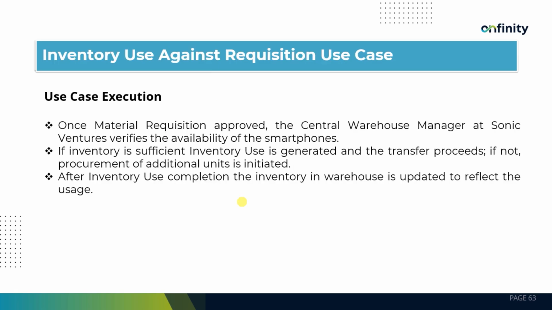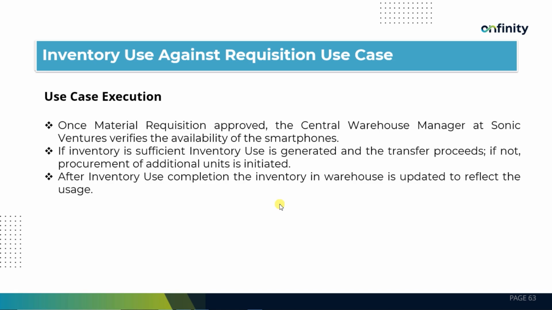Now, let us move ahead to see how the inventory use against requisition use case is executed, demonstrating how the process works in practice. Once the material requisition is approved, the central warehouse manager at Sonic Ventures verifies the availability of the smartphones. If inventory is sufficient, inventory use is generated and the transfer proceeds. If not, procurement of additional units is initiated. After inventory use completion, the inventory in the warehouse is updated to reflect the usage. This ensures that inventory records remain accurate and up to date, facilitating proper tracking of stock and efficient internal resource management.